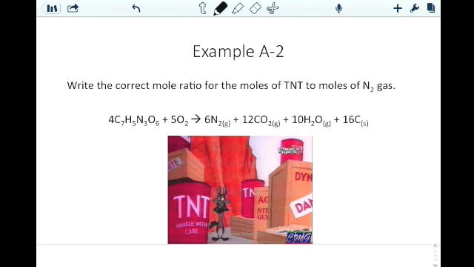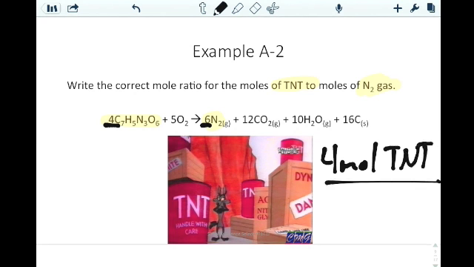Okay, so let's look at this example A2. It says write the correct mole ratio for moles of TNT to moles of nitrogen gas. So TNT is right here, and then nitrogen gas is right here, and we just look at the coefficients, a 4 to 6 ratio. So 4 moles of TNT equals 6 moles of N2.